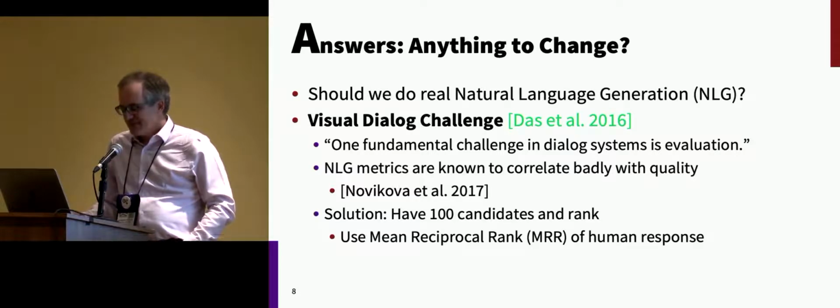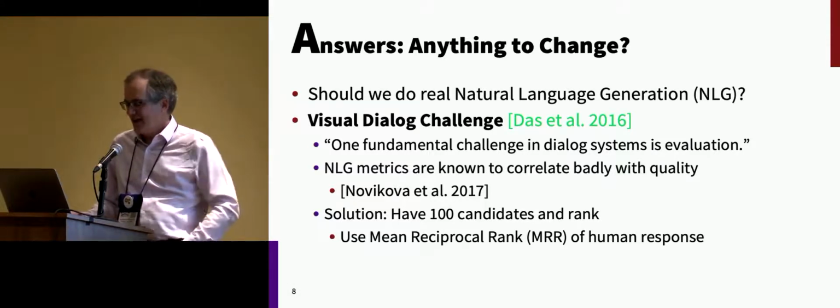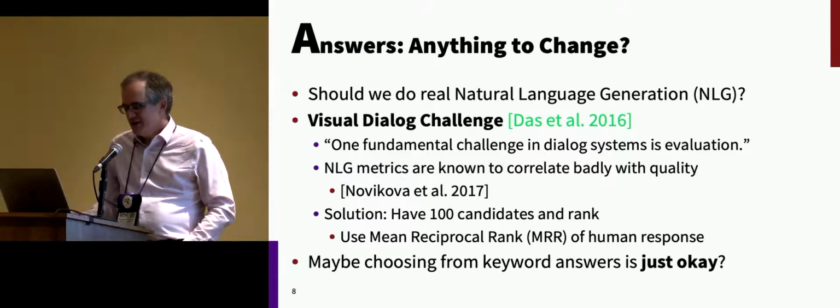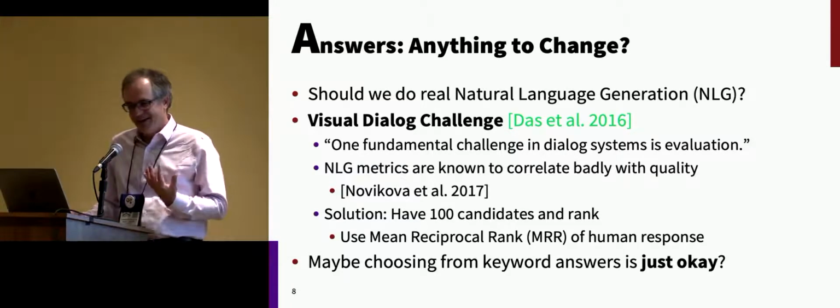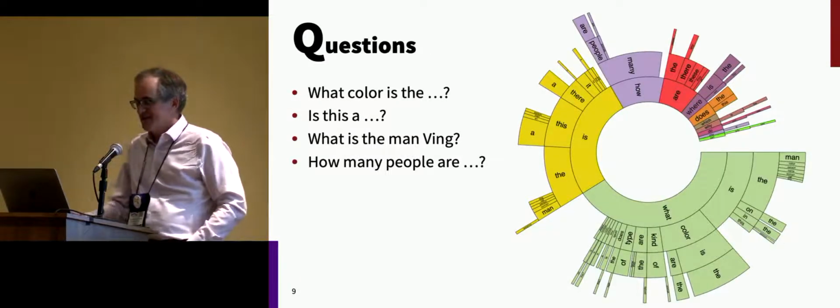And in the Visual Dialog challenge, that's partially dealt with by asking for a ranking of 100 candidates. But I'm just going to go for the let's-avoid-it answer and say maybe choosing from keyword answers is really just a good way to be for doing the answering at the moment, because it's hard to know what else to do. So let's move on to the questions.